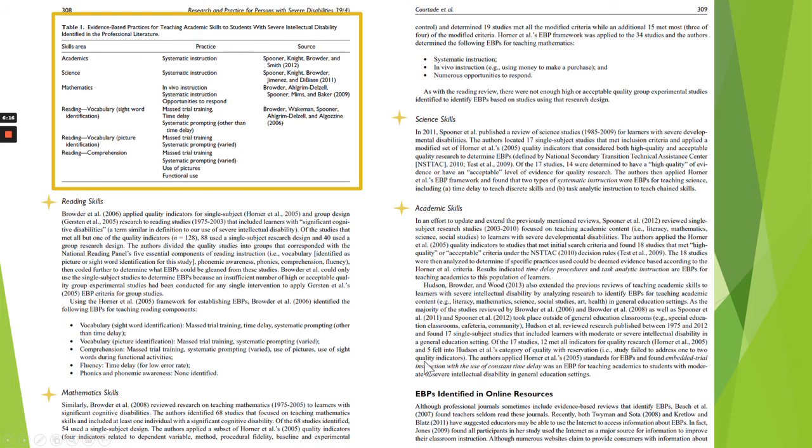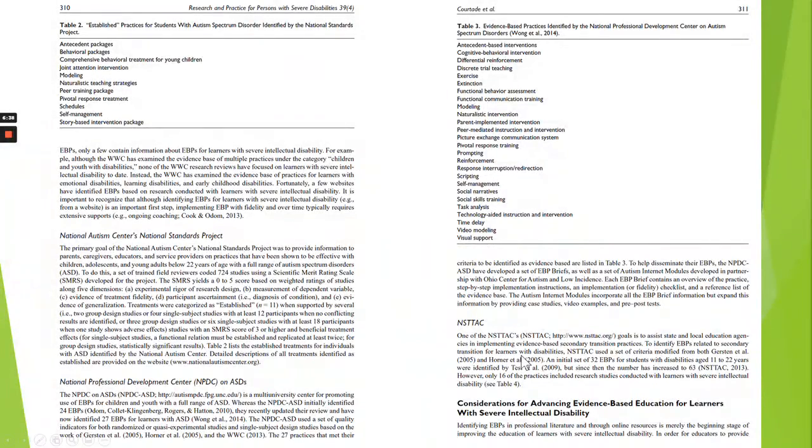A new heading is listed in bold: EBPs identified in online resources. So I can predict that the next few headings are going to be subheadings, just like the professional literature was organized into subheadings. But this time we will be focusing on online resources. See? Online resources include National Autism Center's National Standards Project, National Professional Development Center, NPDC on ASDs, and NSTTAC.